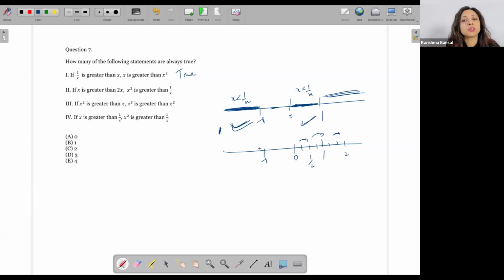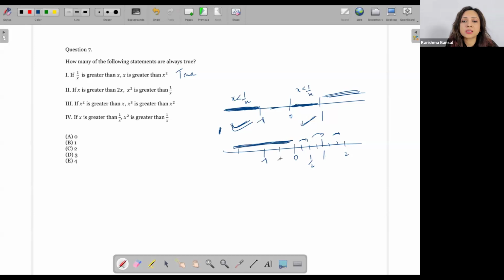So the number always moves towards the right when I double it, when the number is positive. What about when the number is negative? Then if I double it, it moves towards the left and becomes smaller, which means that x is greater than 2x. I'm talking about this particular range, all negative numbers.